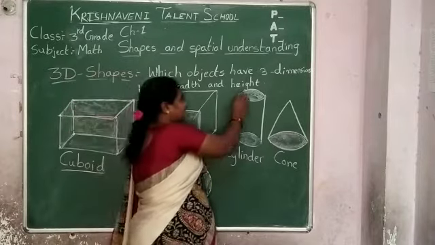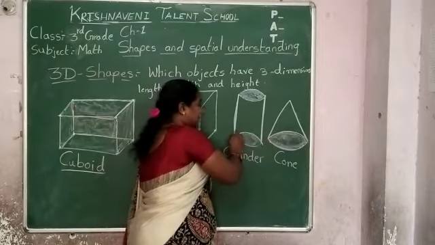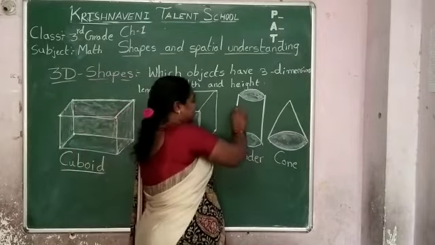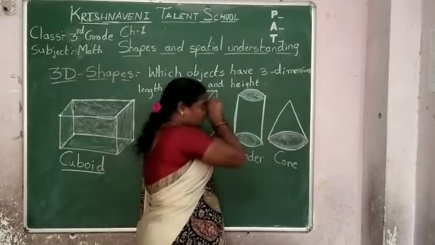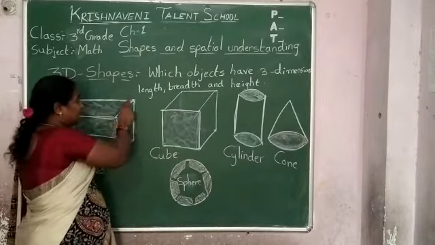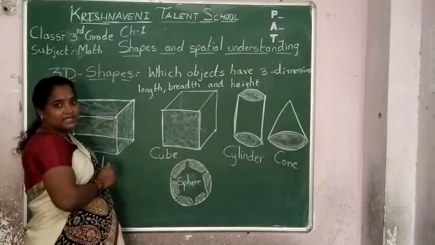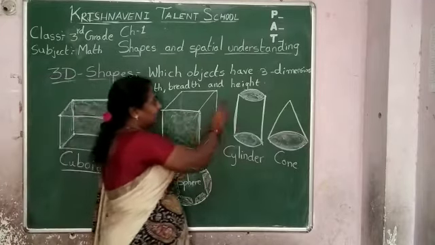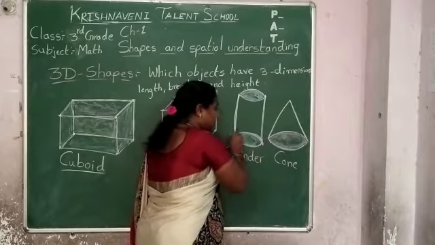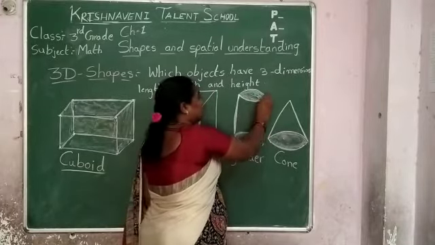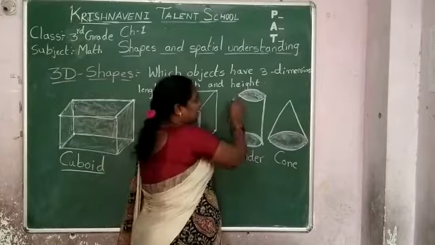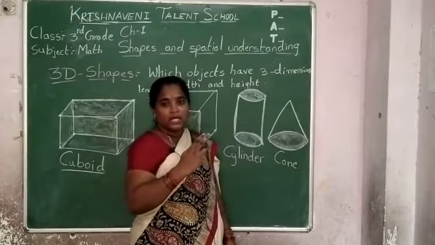Now, check it. What is this? It is a cylinder. In our home, a gas cylinder is there, no? Cylinder has how many faces? Observe these two objects. This one has only flat surfaces, but this one has a flat surface and a curved surface. Round shape is called a curved surface. So it has two curved surfaces and one flat surface. So every cylinder has three faces.